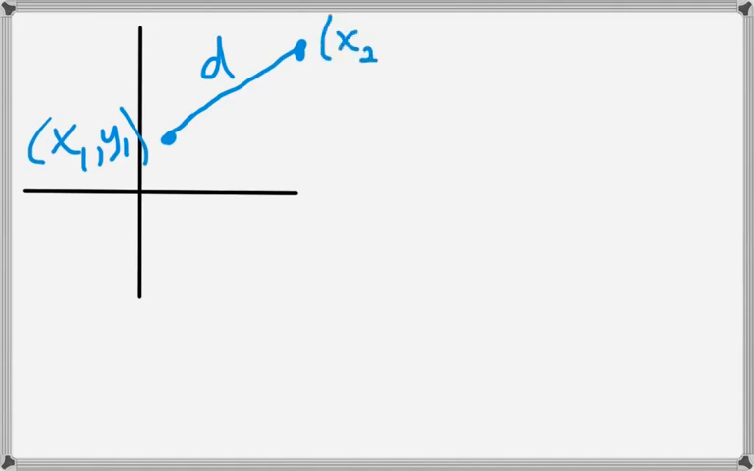So suppose we want to find the distance between these 2 points. We're finding the length of this segment here, so we'll call that d. That's the distance we want. And we'll just label the points. We'll label this one x1, y1, and we'll label this one x2, y2.